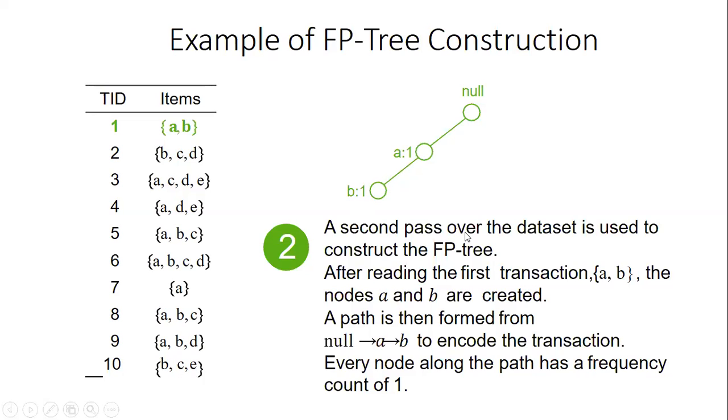The second pass over the data set is used to construct the FP tree. After reading the first transaction AB, the nodes A and B are created. A path is then formed from null to A to B to encode the transaction. Every node along the path has a frequency count equal to 1.